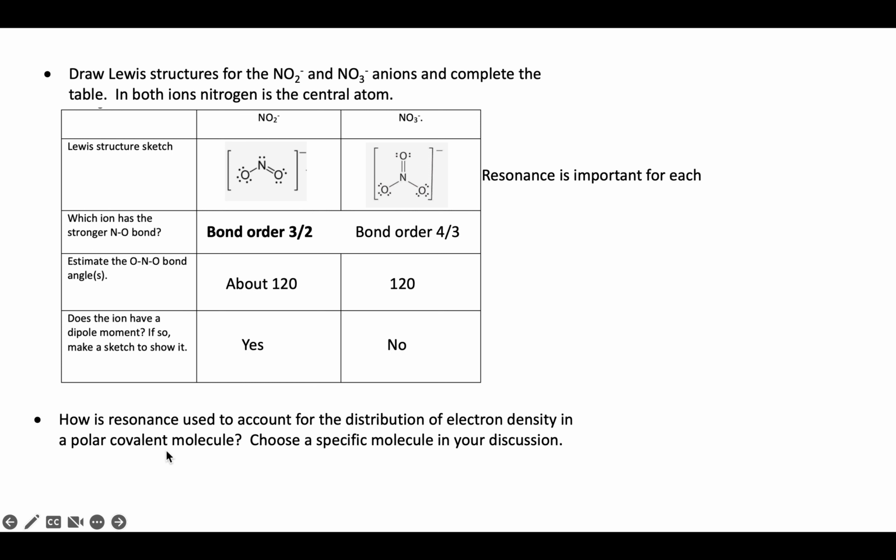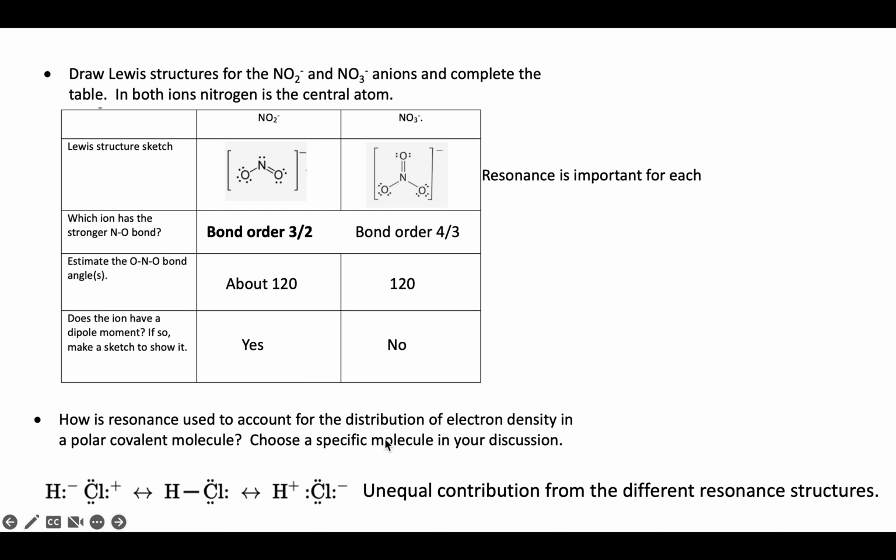Second part, how is resonance used to account for the distribution of electron density in a polar covalent molecule? Choose a specific molecule. The one that Atkins discussed in this was HCl. And to think about how you could initially think of a perfectly covalent bond in HCl, and then you could have contributions of resonance where you have the different ionic bonds present. You could have a complete transfer to make it H plus and Cl minus, complete transfer to make it H minus Cl plus, but you'd have an unequal contribution of these different resonance structures.